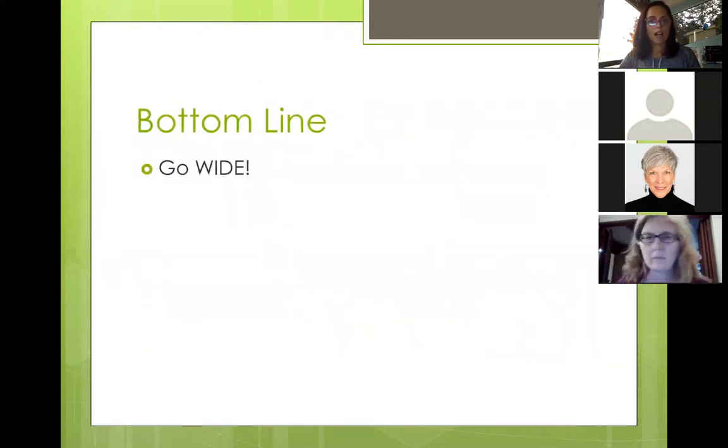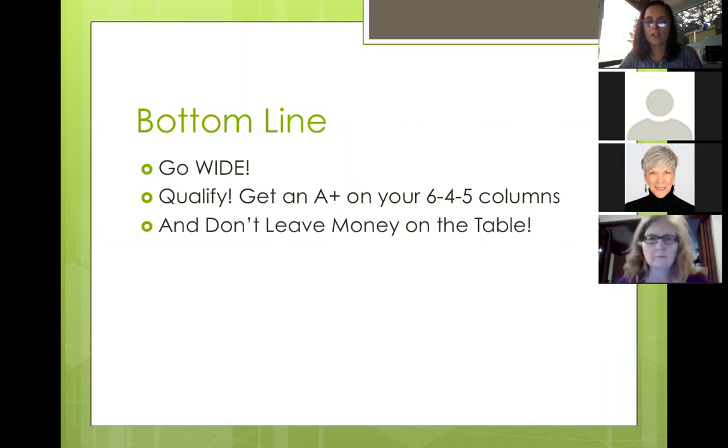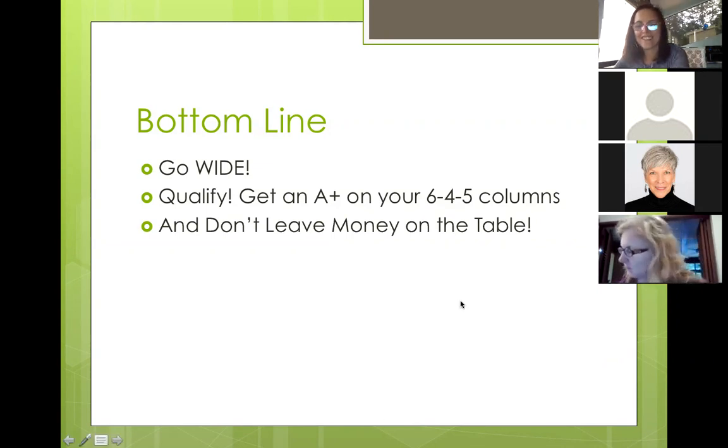So bottom line is go wide, qualify, get an A+ on your 645 columns, and don't leave any money on the table. All right? That was awesome.